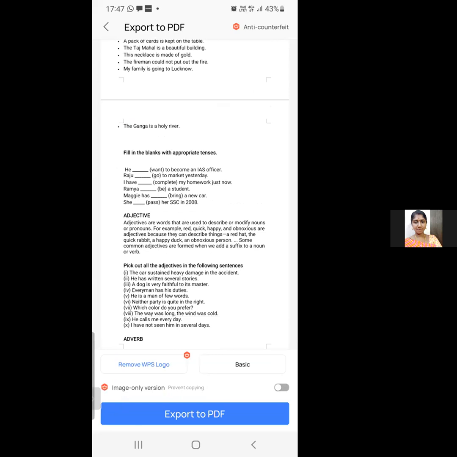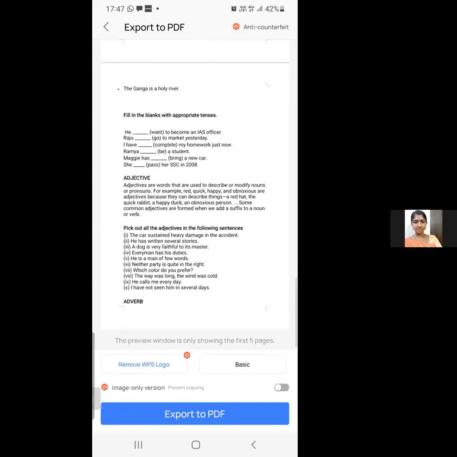Then Maggie has dash a new car. Brought a new car. She dash her SSC in 2008. She passed. So adjectives.